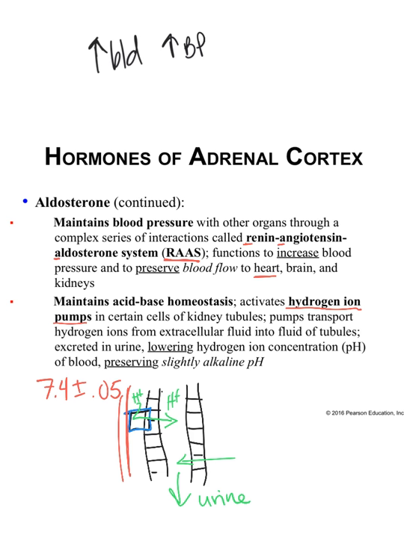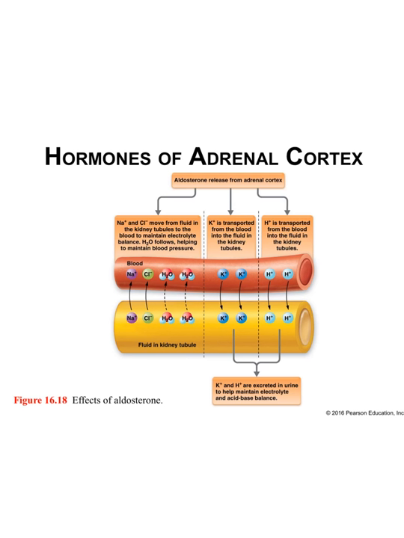So if we're making hydrogen leave the body, we are going to be able to increase the pH of our blood because we're getting rid of acid. And again, if you look at blood pH, it is slightly alkaline or basic. Alkaline means the same thing as basic.